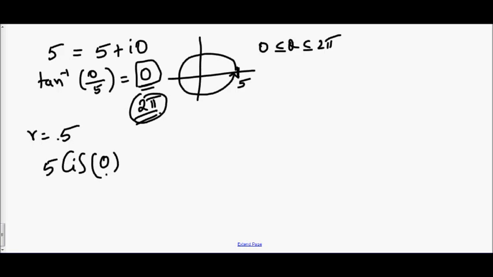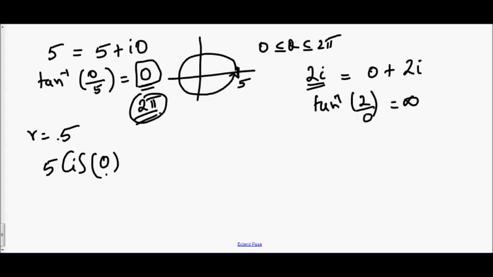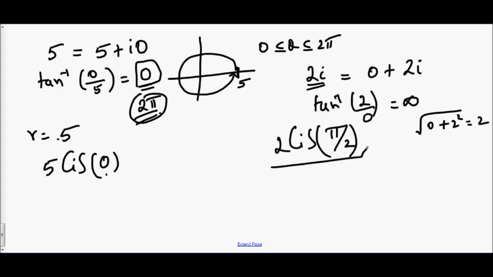And the polar form of say 2i would be 0 plus 2i actually. So tan inverse of 2 over 0, which is infinity. Therefore the argument would be pi over 2. Therefore it is cis pi over 2. But your modulus would be square root of 0 plus 2 square. Therefore this is 2. So 2 cis pi over 2 would be the answer for 2i.